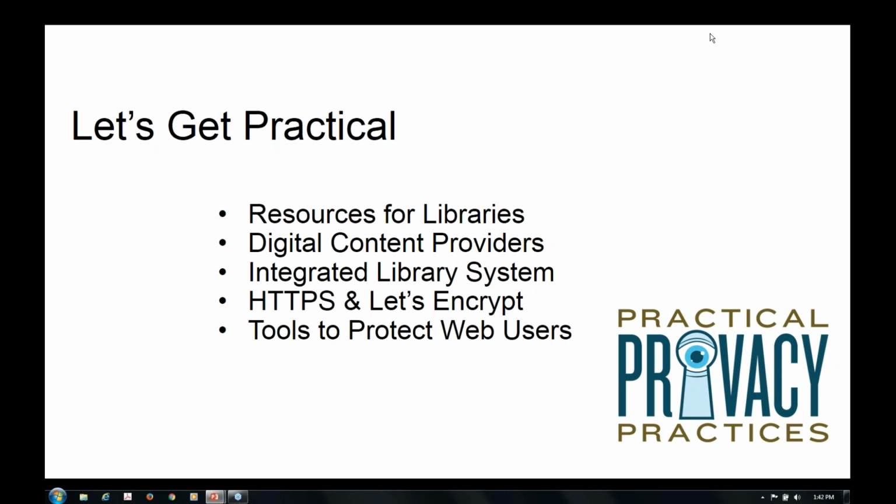And then finally, tools to protect web users. This is a set of ways web users, when they're browsing the internet, can protect their privacy. And this is both tools that libraries can offer web users when they're in the library using the web, but also just in general things that librarians should be aware of, since we often are the experts of digital literacy and privacy, that we can offer our patrons, even for their use at home or outside the library when they're browsing the web, ways to protect their privacy when they're online.